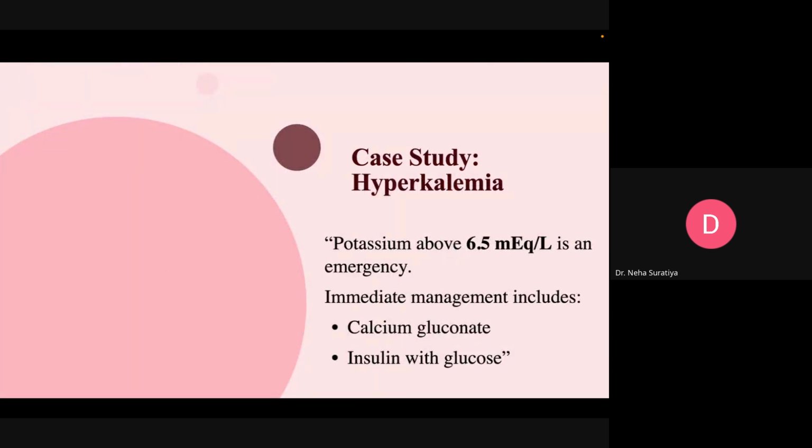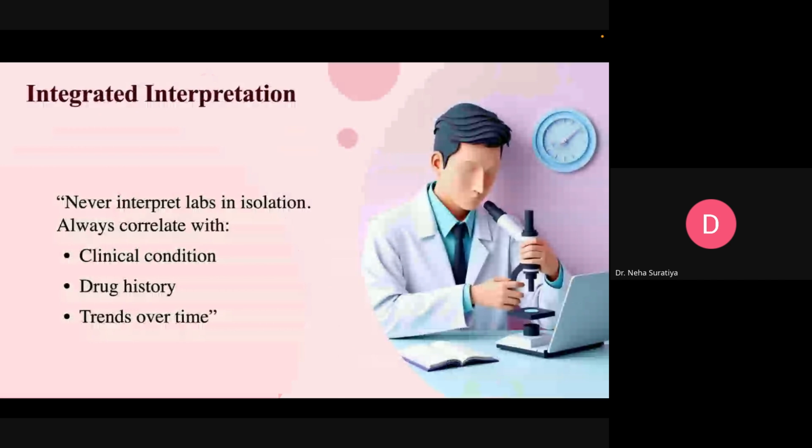And this is the case of hyperkalemia to understand. Hyperkalemia means potassium will be above 6.5 mEq per liter, and this is an emergency, guys. If it is above 6.5, it is an emergency. It is a red flag. Immediate management is required. And how can you manage it? By calcium gluconate, insulin with glucose. This is how you can manage hyperkalemia. For that you need to understand potassium metabolism, right? So this is the case study of hyperkalemia to understand what management it includes.